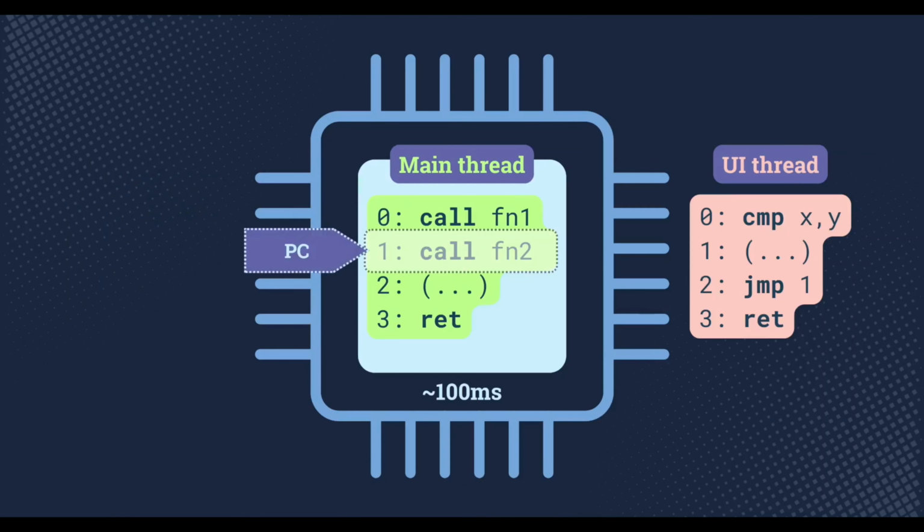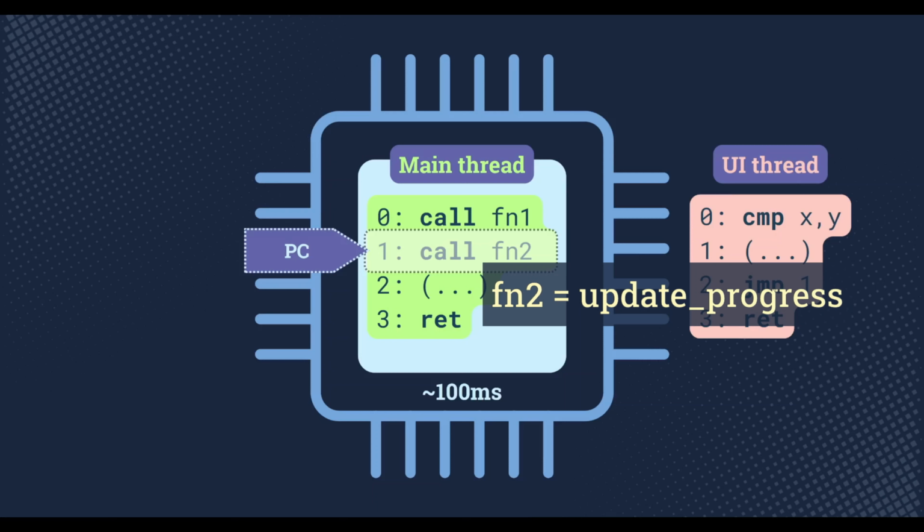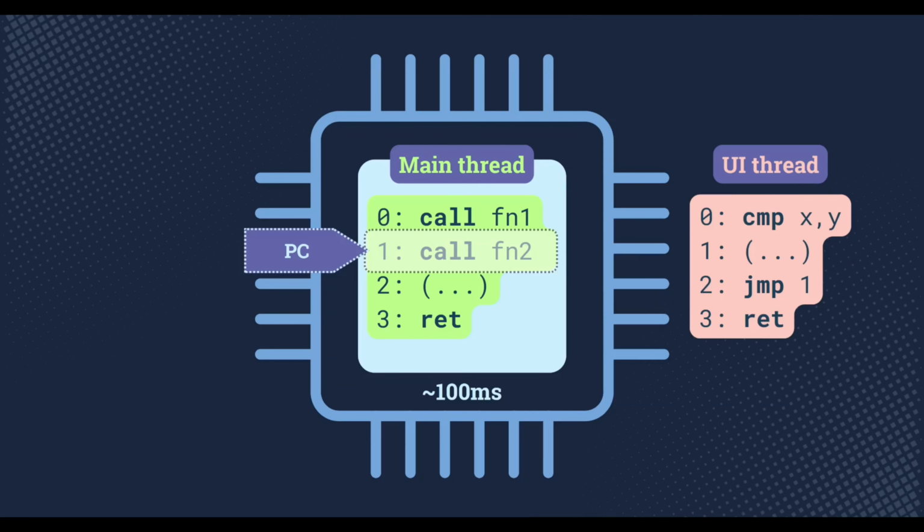Our main thread runs first and wants to call fn2, which represents the update progress function. When running code on the CPU, function names don't exist anymore because this information is only useful for humans. All the CPU sees is a memory address, which might be stored in a CPU register, and this is what I called fn2 here. The CPU also maintains a program counter, which is sometimes also called the instruction pointer.